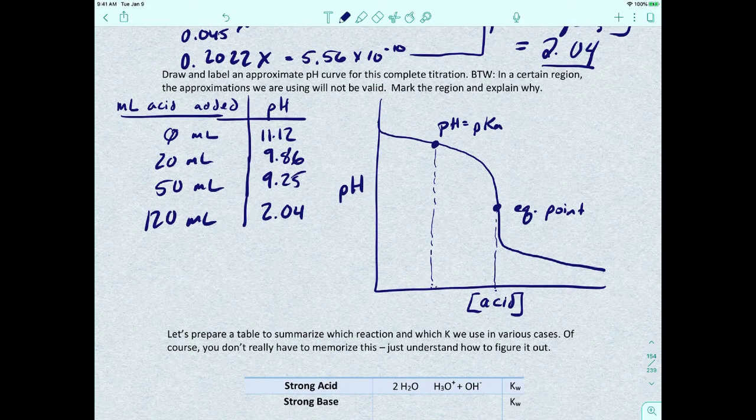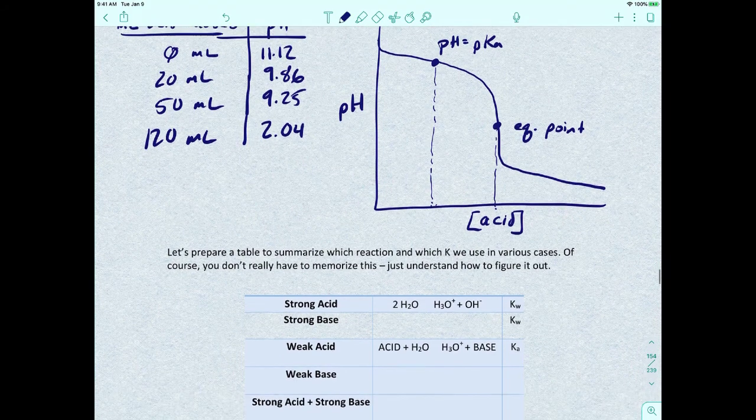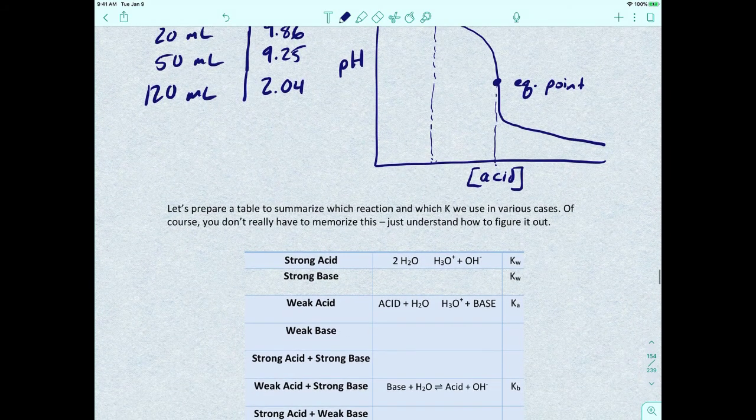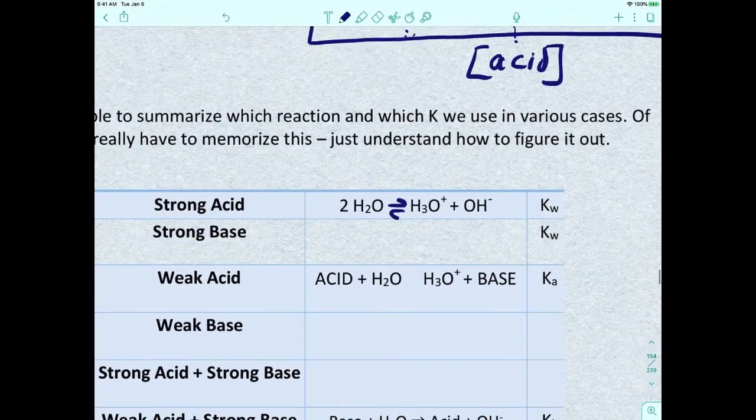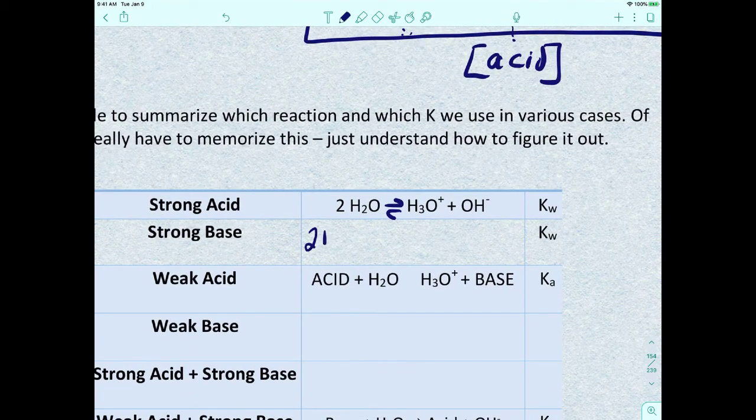All right, so to summarize everything, let's prepare a table to summarize which reaction, which K we use in various cases. Of course, you don't really have to memorize this, just understand how to figure it out. So for the strong acid equation, we had 2 moles of water. That was the autoionization reaction. 2 moles of water breaks down to form H3O plus and OH minus. For the strong base reaction, it's going to be the same thing. 2 moles of water is in equilibrium with H3O plus and OH minus. And both of these use Kw.